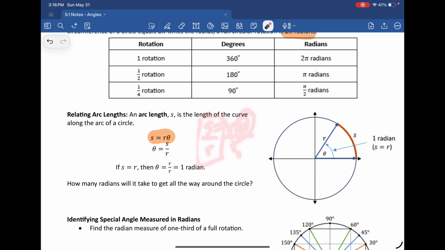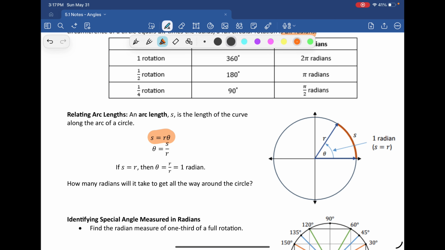A radian is specific to arc length equaling the radius. So if arc length equals the radius, then theta really equals radius over radius, which is 1. So how many radians does it take to get all the way around the circle? Well, that's 1 full rotation. That's 2 pi radians.